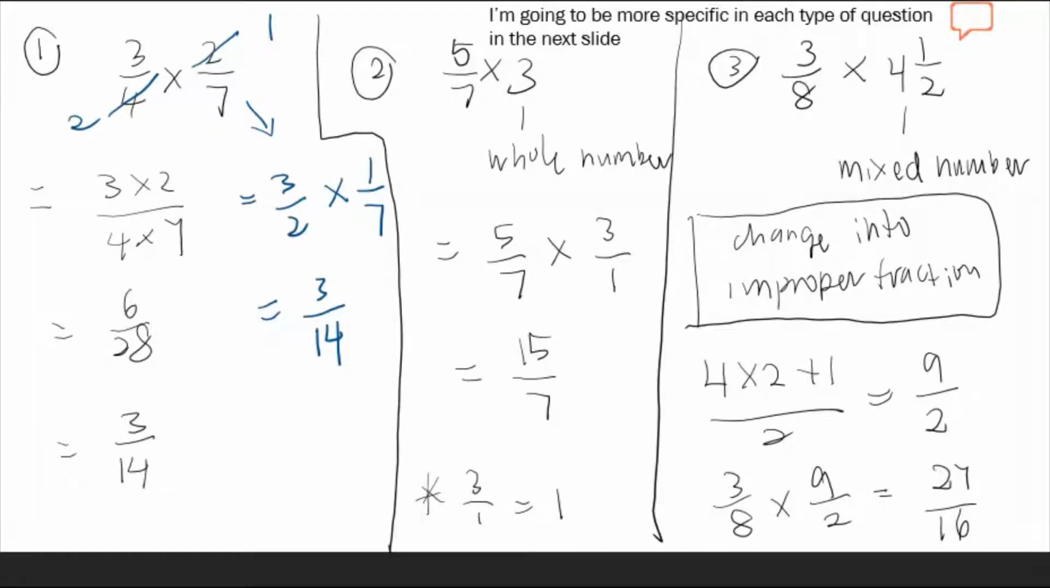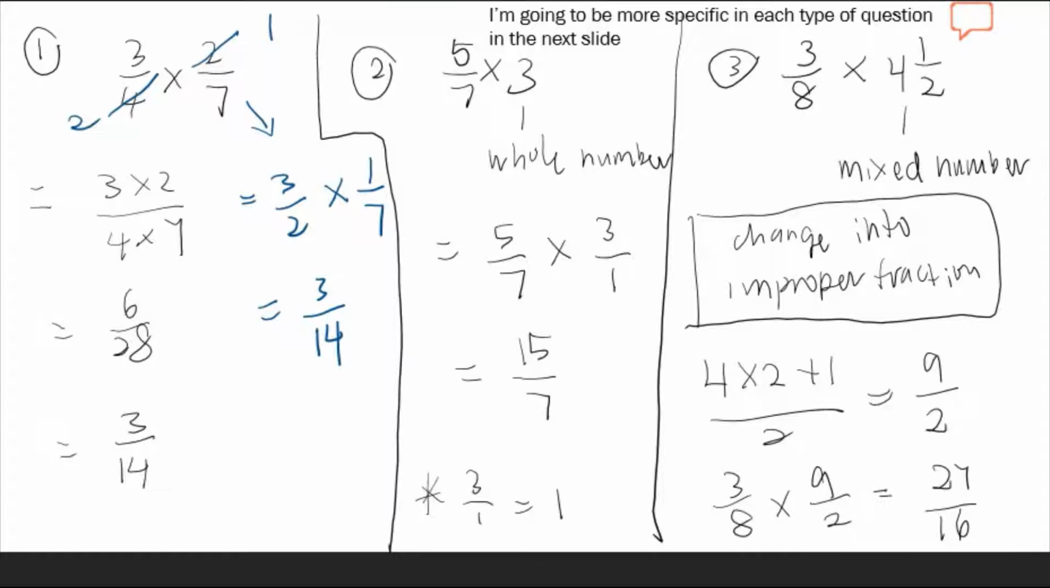Question 1. There are 2 ways you can do this. Multiply the numerators, multiply the denominators, simplify them. Or the other way, like the working in blue, you can cancel before multiplying so you don't have to simplify the answer, since you get the simplest fraction already, 3 over 14.